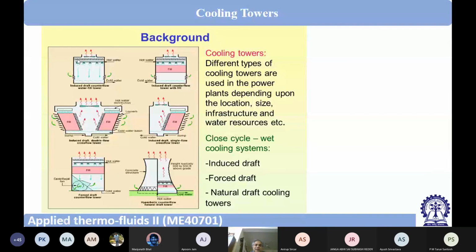This is the film, but this is the drift eliminator. Just before the fan, the drift eliminator is there. Here also we have got the drift eliminator. So these drift eliminators are also there in a cooling tower.